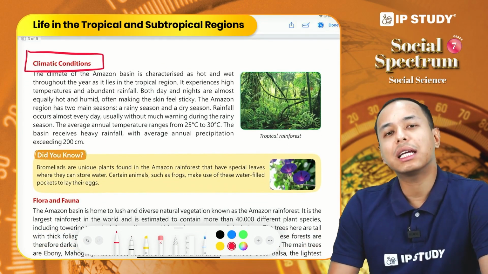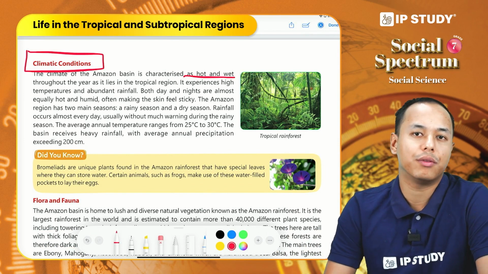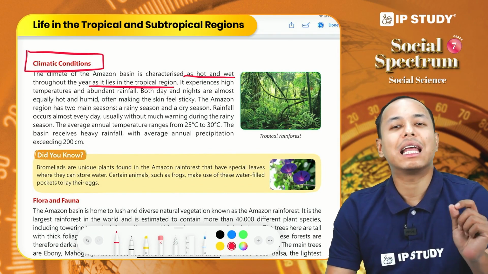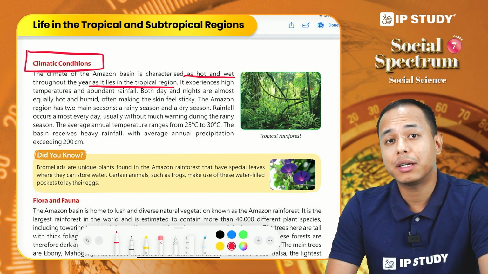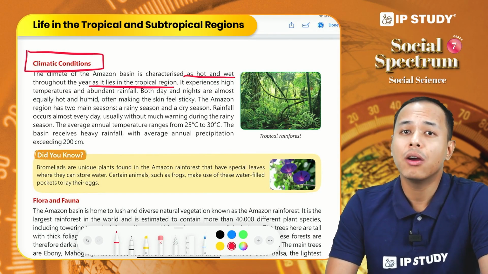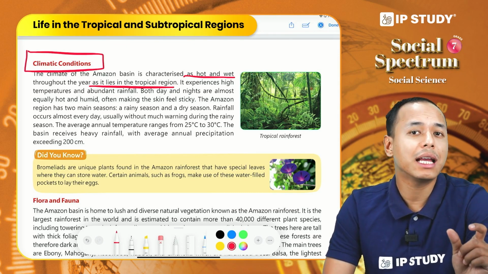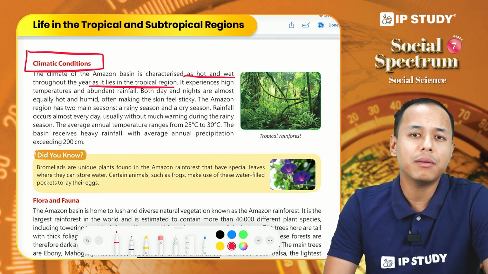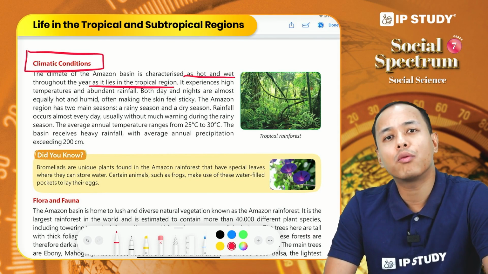So when we talk about the climate of Amazon, it is mostly hot and wet throughout the year. Why? Because it lies in the tropical region, and we know the climate in the tropical region is mostly hot, humid and wet. It mostly has two seasons, one is dry season and one is wet season. The wet season starts from December to May, and the dry season starts from June onwards to November.